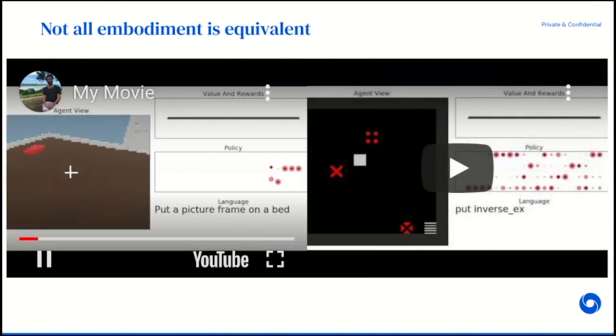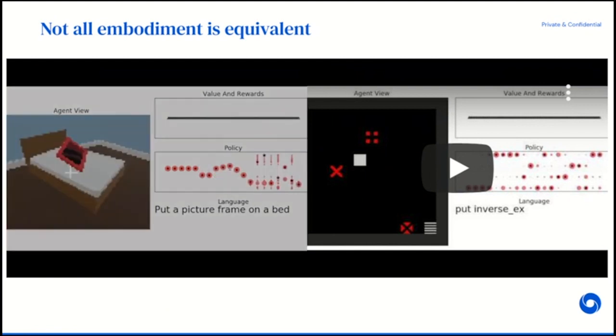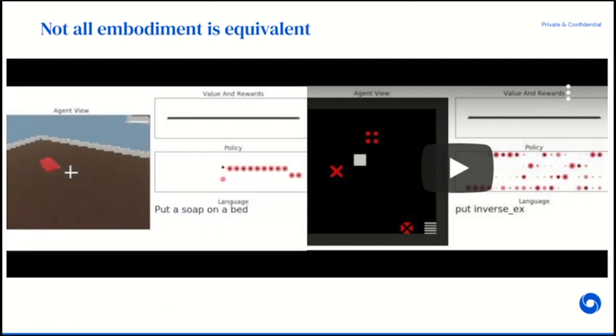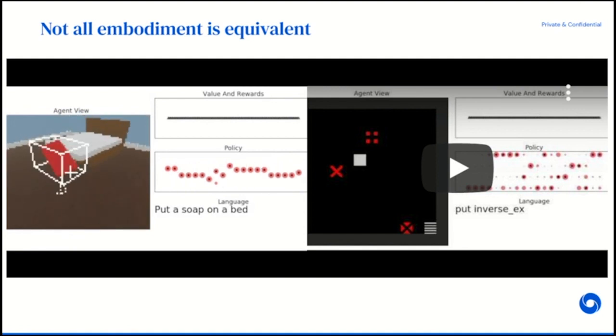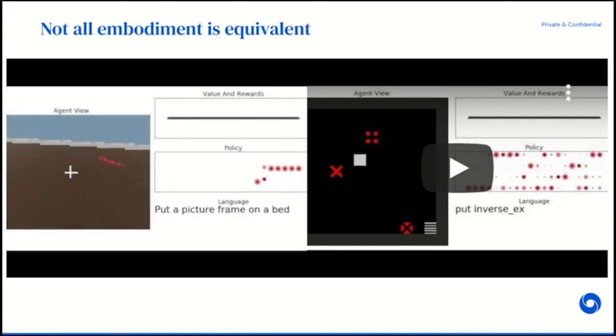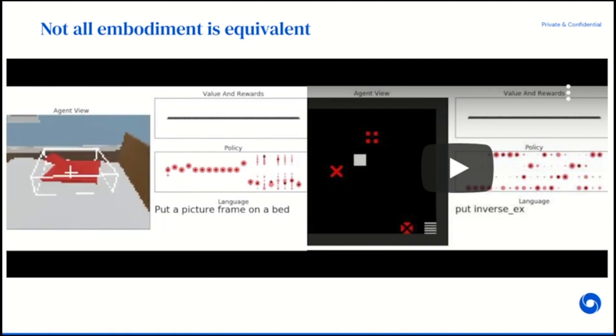Now, on the left-hand side, we see that when we train the agent to do this, it actually does pretty well on the test set. So here's a video of the agent actually picking up and putting objects on a bed that it was never trained to put on the bed. It was trained to put other objects on the bed, but not these specific ones.